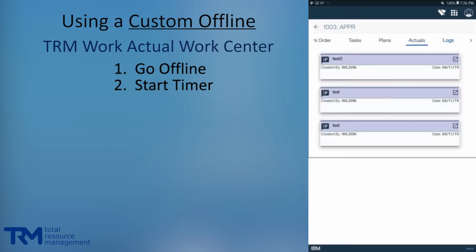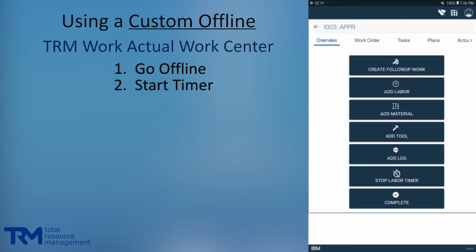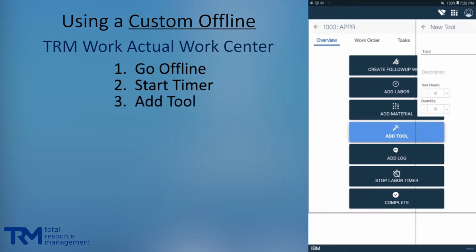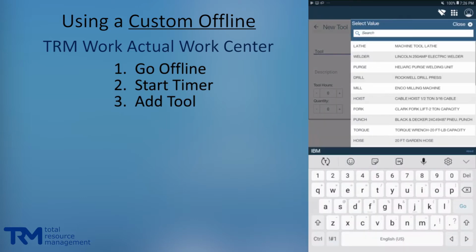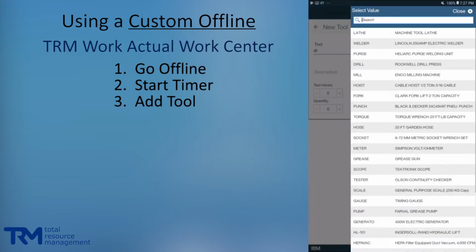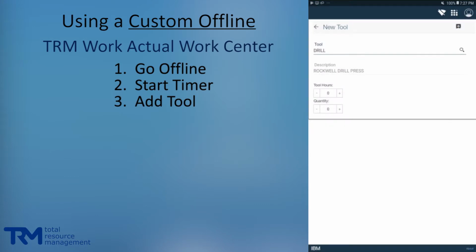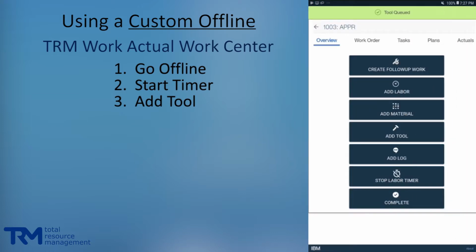And we can go look at the logs. So if there are any logs that were presented on this work order, we'll see those. So now, let's go ahead and add a tool. Click the Add Tool button, and from here we can enter our data. Since we downloaded tools, we'll get a list of all the tools we'll have access to for this work order, and we can use our search, or we can just enter our tool. So we selected a drill and we said 1 tool hour. Since we're offline, you'll notice that when I save, it will say tool queued.